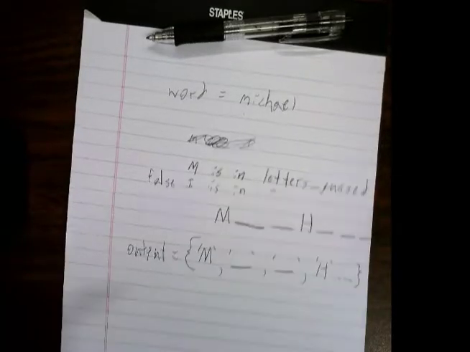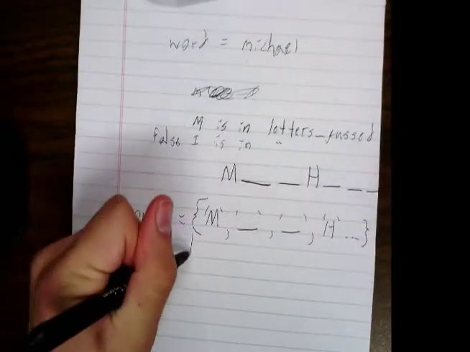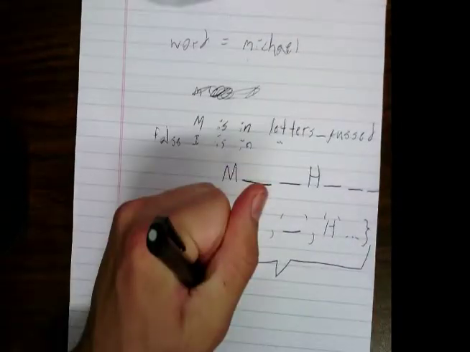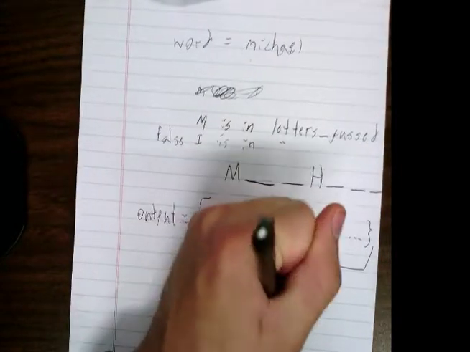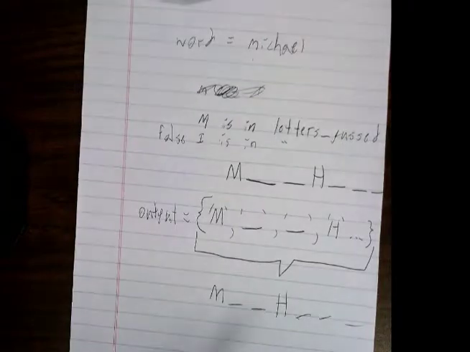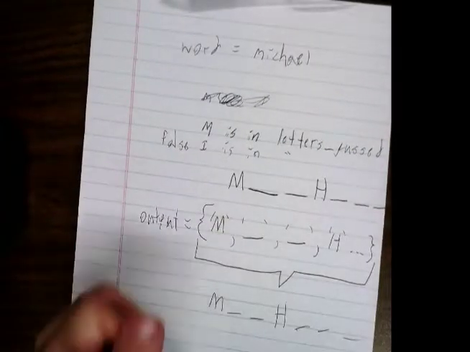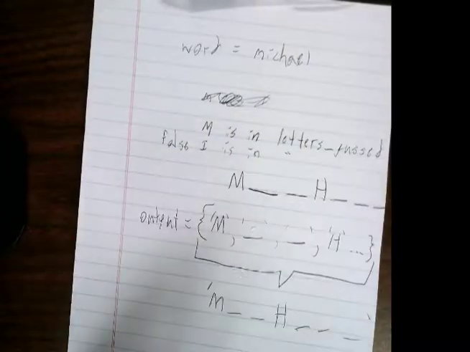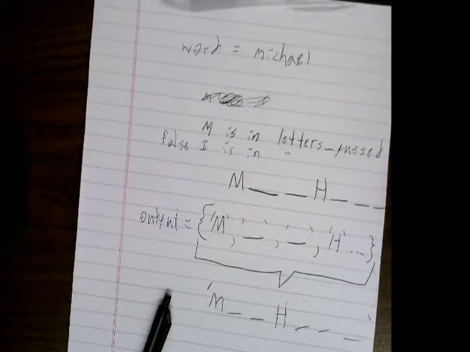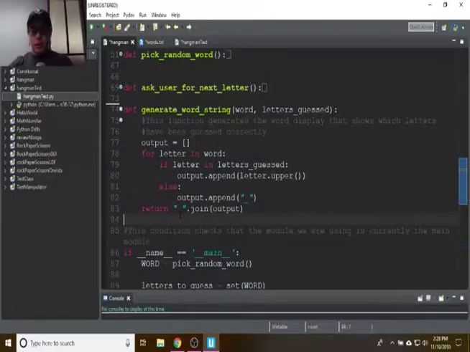So if we go back to our document camera, what it's going to do is join all of these together into m__h____. That's what it does. It joins all of them together as one long string. So now we have that, and it's going to return that one long string.